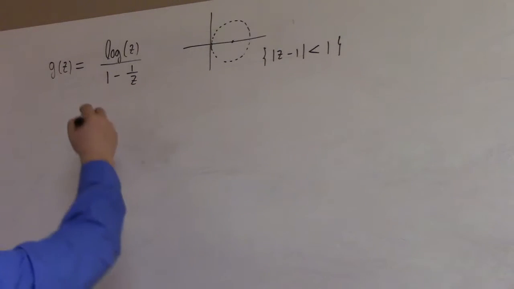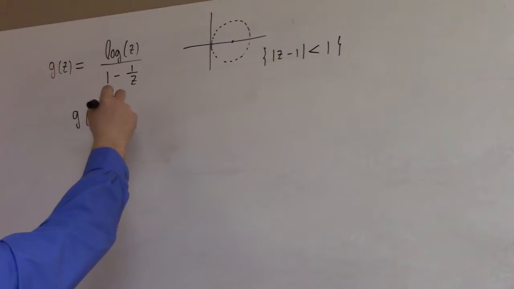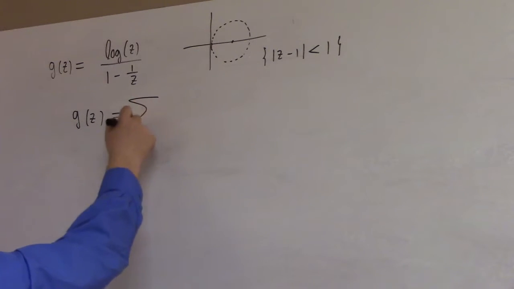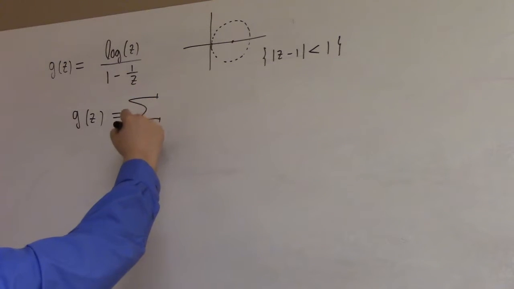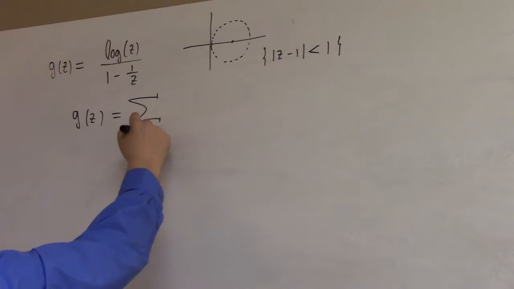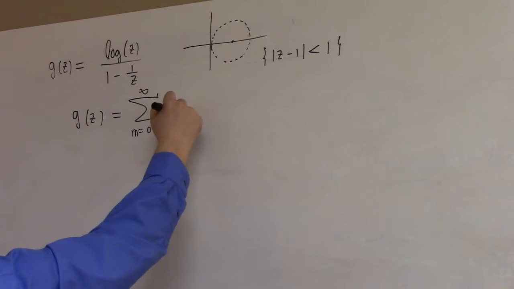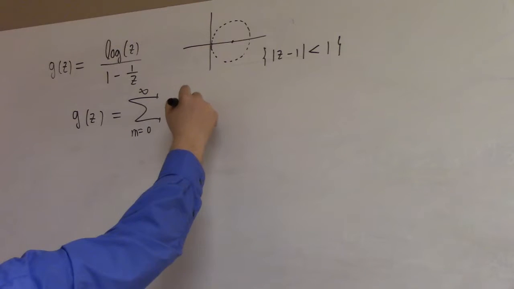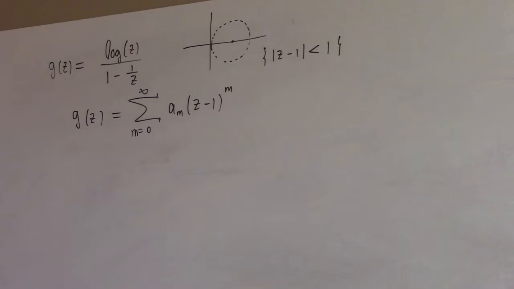And so what that means is that there exist coefficients a sub m such that this is expressible as a power series in z minus 1, the sum from m equals 0 to infinity of a sub m times (z minus 1) to the m. So there exist these coefficients, these constants a sub m. It doesn't really matter what they are, they exist. You can work them out.